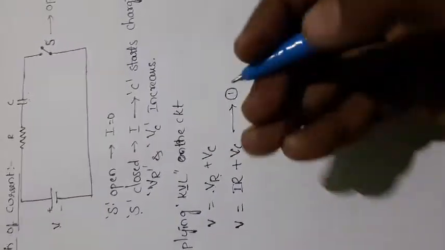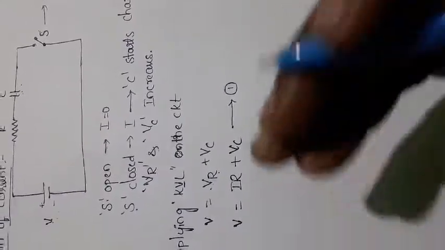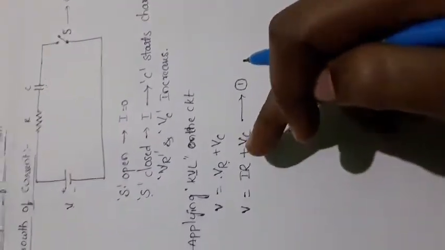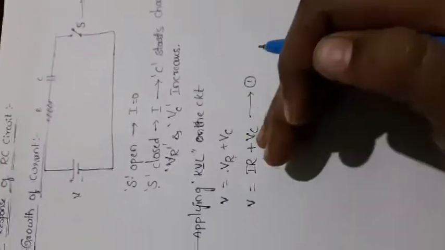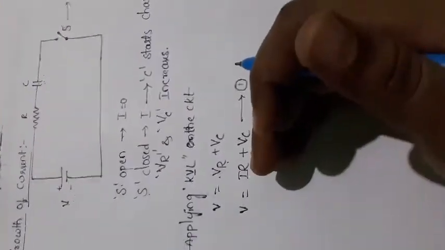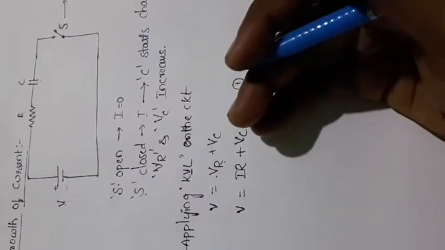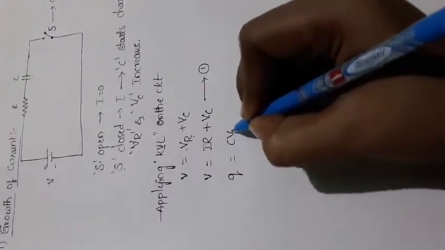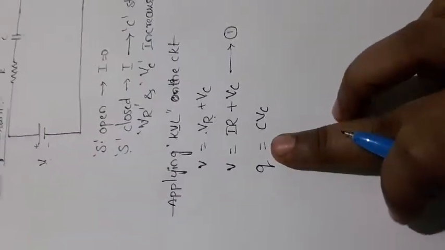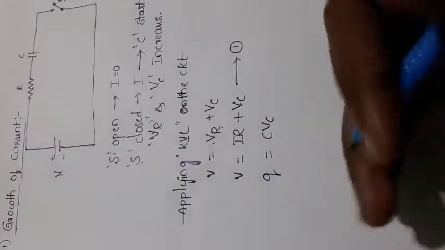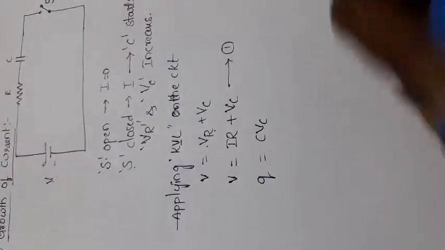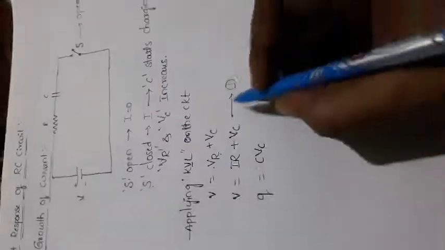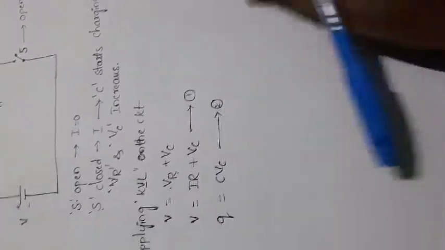The capacitor in terms of charge has one formula. If you want to write the capacitor relation in terms of I, we don't have a direct formula. So to implement it, we find it from the charge. The charge value is Q = CVC. This is our formula for the capacitor in terms of charge. And the charge in terms of I we know, right? So this is our second equation.